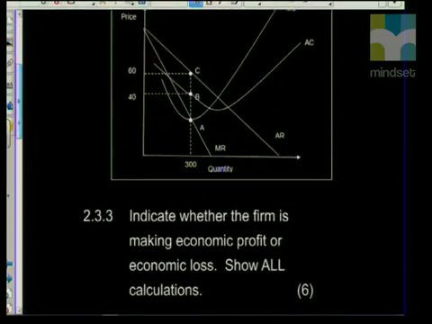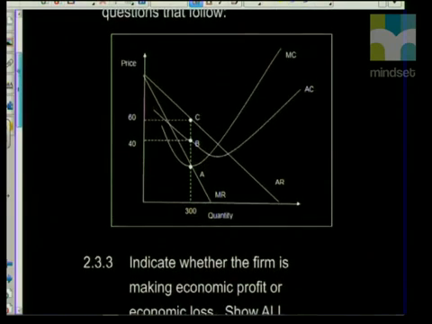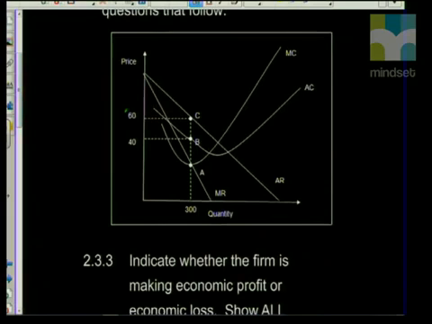Right, then question 2.3.3, indicate whether the firm is making economic profit or economic loss, and you have to do the calculations. Now, as I've indicated earlier, the price that the product is sold at is 60 Rand. The cost of the product would be 40 Rand. And this entire area is the area of economic profit.